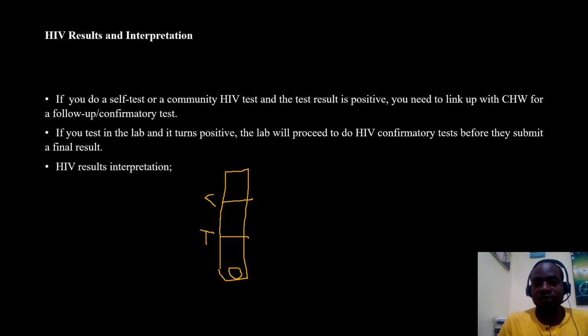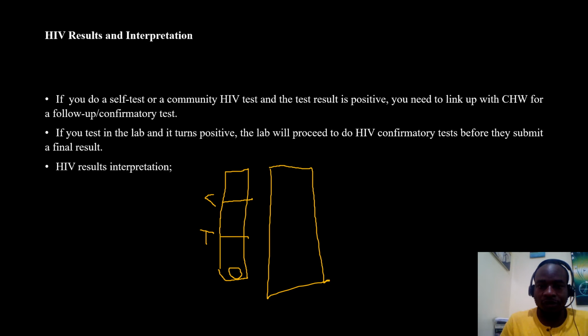I'm discussing the interpretation of results in case you do a rapid HIV test. You put your blood here with a buffer and wait for about 15 to 20 minutes. We can have different types of results. For the first result, here we placed our blood, and you've waited for 20 minutes and you've only seen a single line at the place written C.